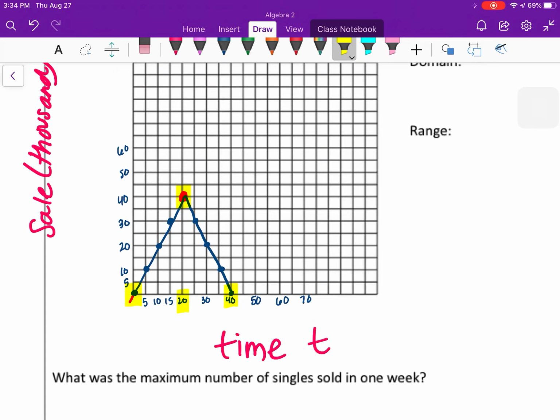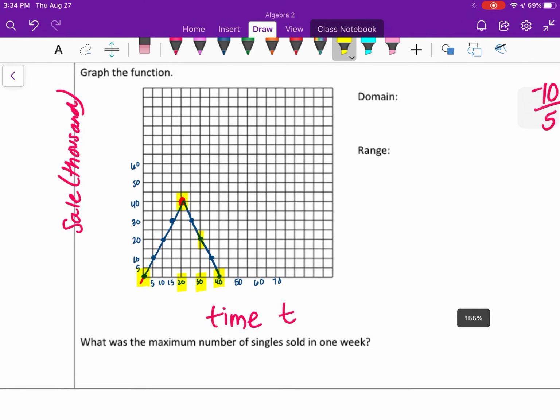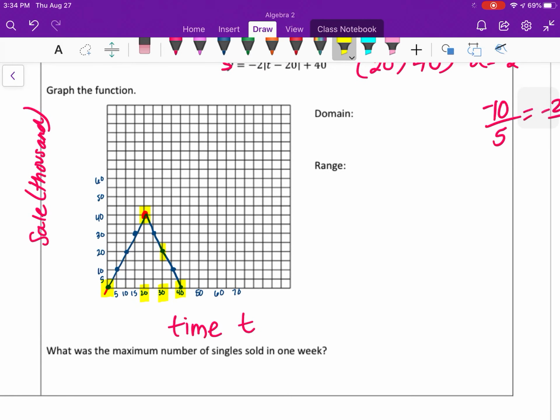So after 40 weeks, no one is buying these CDs anymore. They're not necessarily going to make a negative amount of money, but they're not making any more money. And you could say at 30 weeks, they make $20,000, etc. So you could answer questions like that based off of this graph.